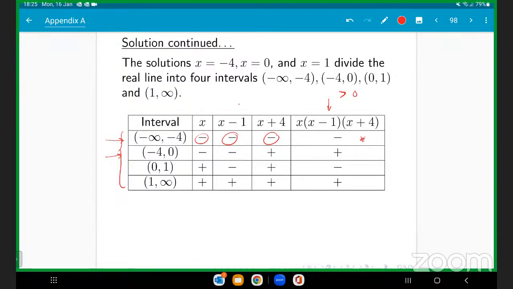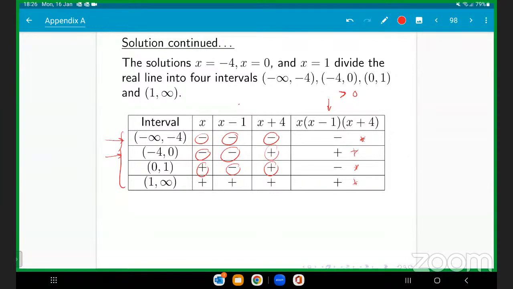For the next interval, this cubic expression will take on the sign plus. And why is that? Because a negative times a negative is a positive, times a positive is also a positive. So that's correct. The next one is negative. Why is that? Positive times a negative is a negative, times a positive is a negative. So that one's correct. And the last one, we see that all the factors are always positive. So positive times positive times positive is positive.